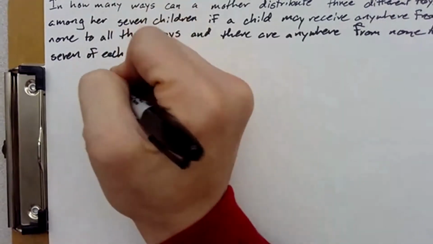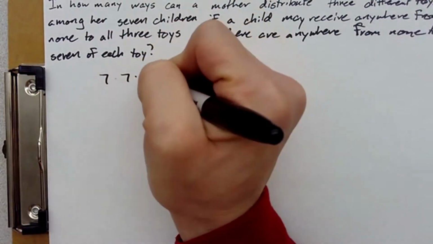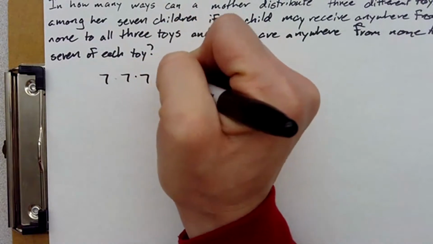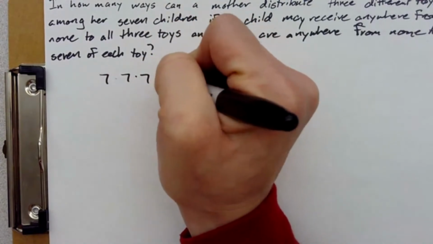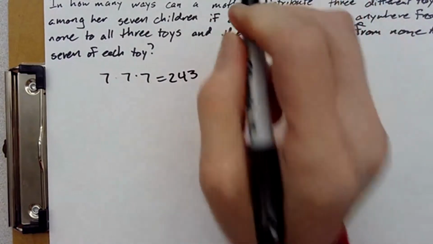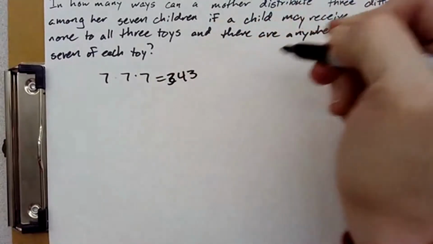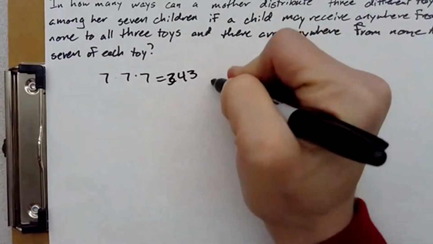So that's 7 possibilities for the first toy times 7 possibilities for the second toy times 7 possibilities for the third toy, which is 243 total possibilities. Is that right? No, 343 total possibilities. Sorry about that.